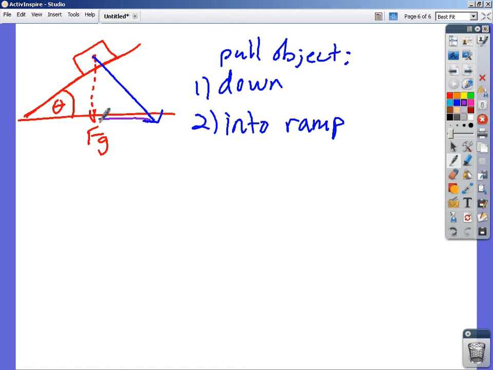Okay, what did I make here? A right triangle. Without going into the algebra, I'm just going to tell you, this angle is also theta. It's the same measurement. Is it always going to be? Yes. It's the same measurement.